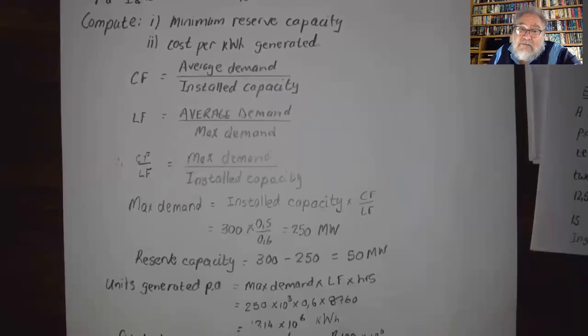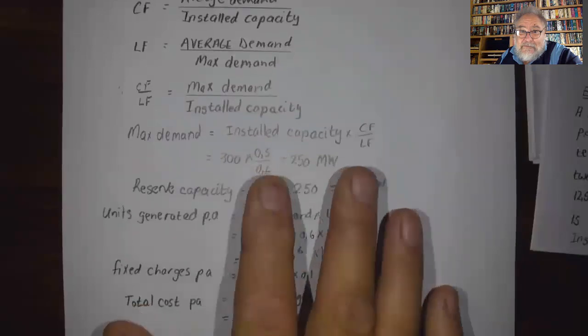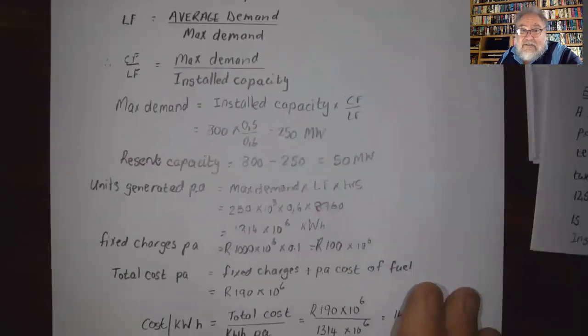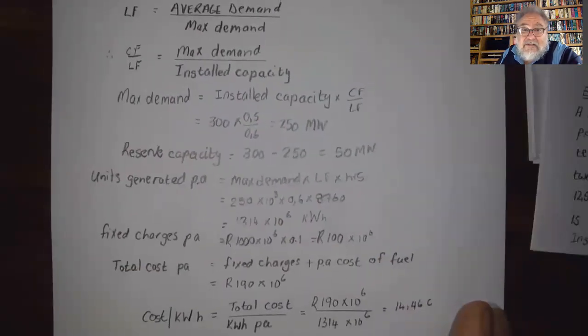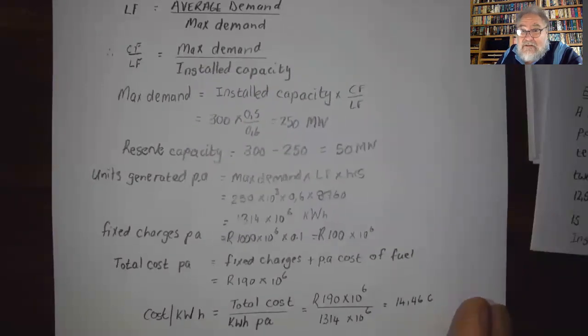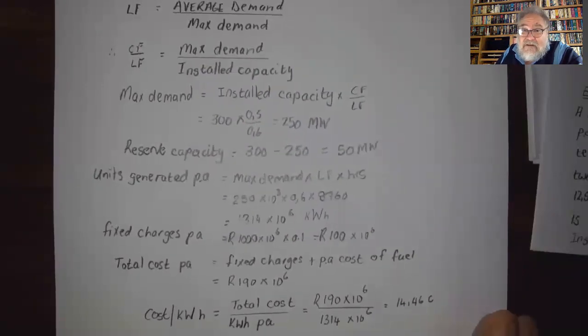So the maximum demand is the installed capacity times the capacity factor divided by the load factor. That gives us 300 times 0.5 divided by 0.6, which is 250 megawatt. The reserve capacity is the total capacity minus the maximum demand. That means we have a 50 megawatt reserve capacity.